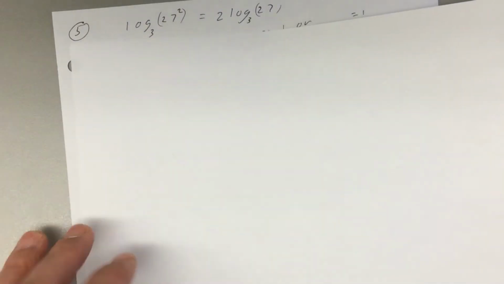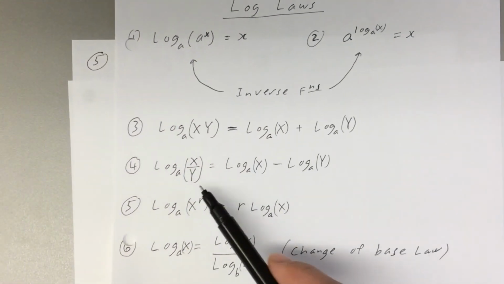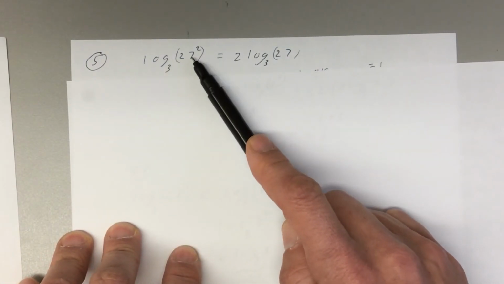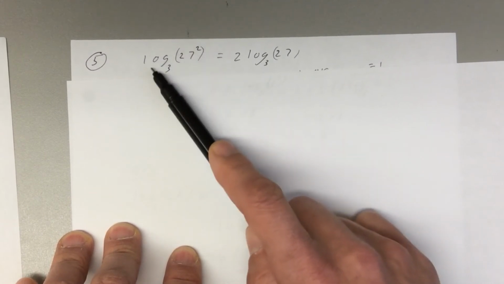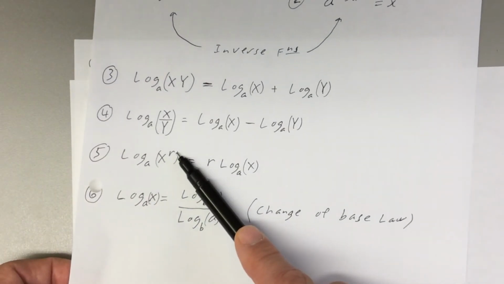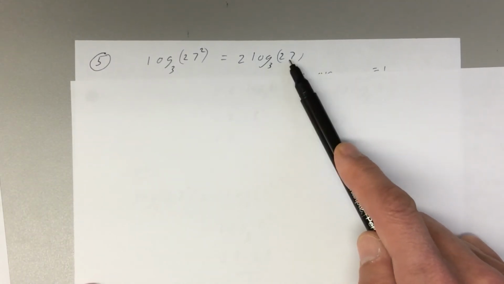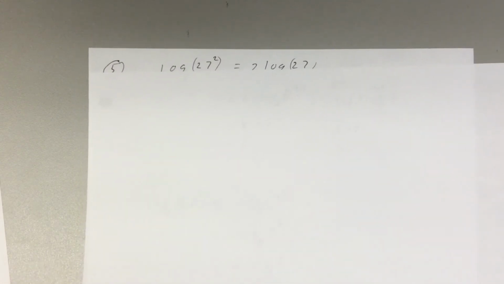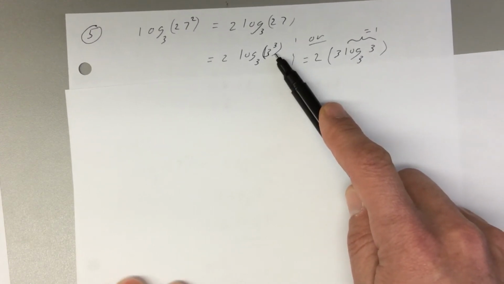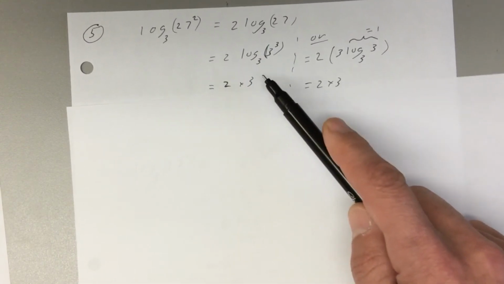The next example, okay, so for our power rule here, where you can bring the power down in front, we're going to do this one here. So log base 3 of 27 to the 2, well, you can bring that 2 down in front. Okay, so that law allows us to do that. It brings that exponent r down in front. Okay. And log base 3 of 27, well, we can write that as log base 3 of 3 to the 3, which we've seen already. And that becomes 3. So 2 times 3 is 6.